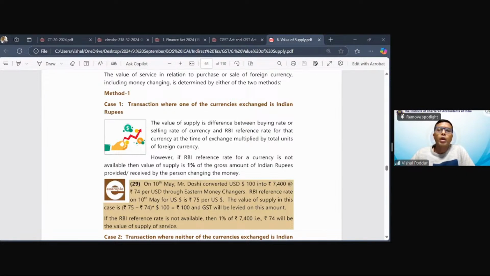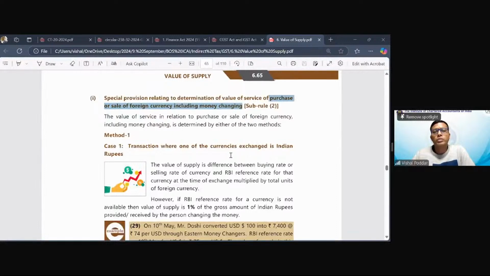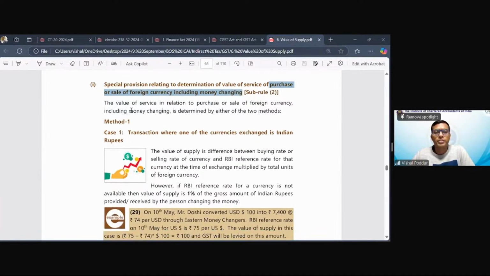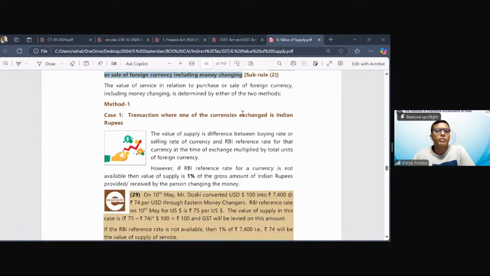Now how to determine this value? For this, there are different case scenarios given, but understand this, whatever I am charging from you as my service fee, this should be my money value, or this should be the value of my supply. However, what does the rule say? The rule has brought out some very interesting case scenarios. It says the value of service in relation to purchase or sale of foreign currency, including money changing, is determined by either of two methods.